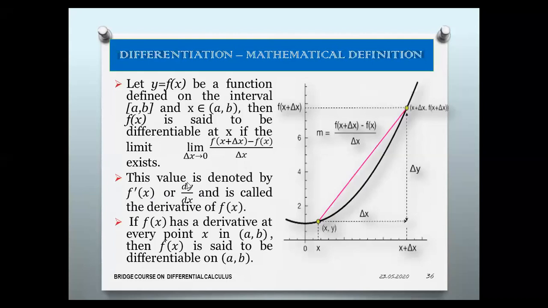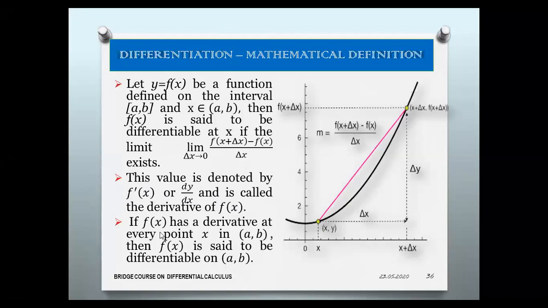Okay, so not only this, when you go for higher derivatives, you have to write d squared y by dx squared, d cubed y by dx cubed, d power 5 y by dx power 5, like that. So rather than that, if you put f power 5 of x, it means the fifth derivative of f of x. That is why this notation is mostly used by all authors.